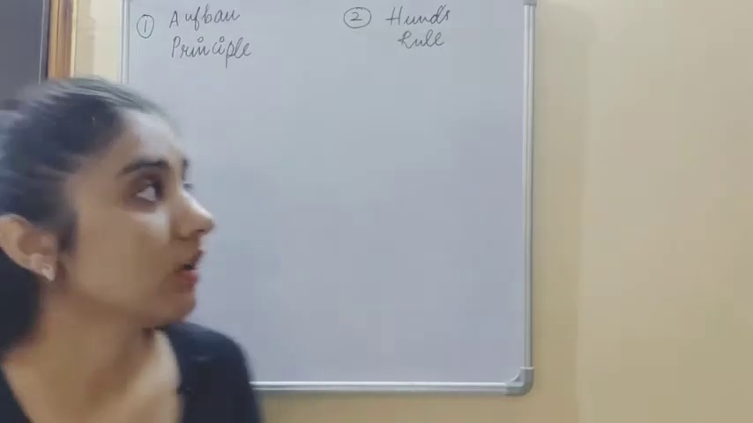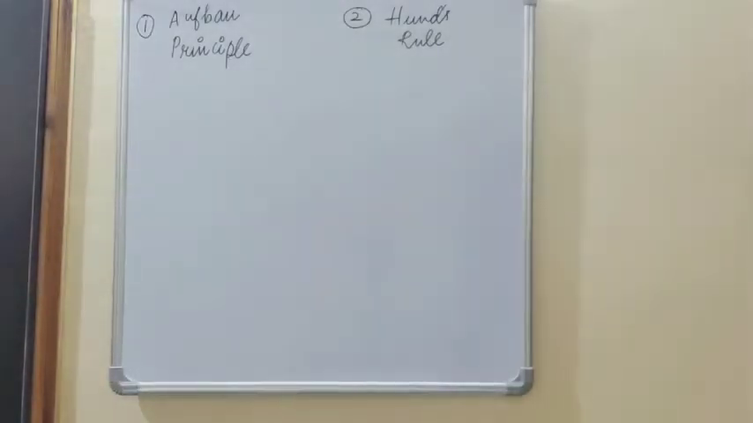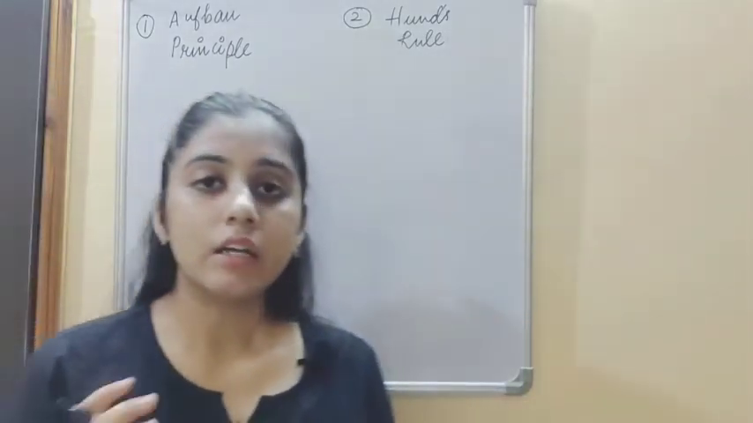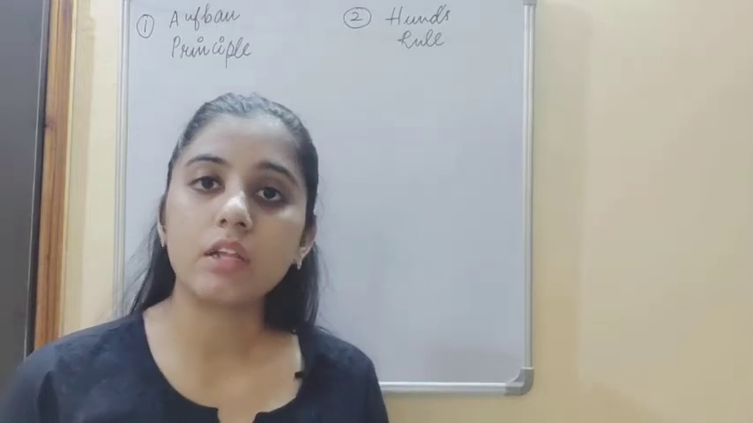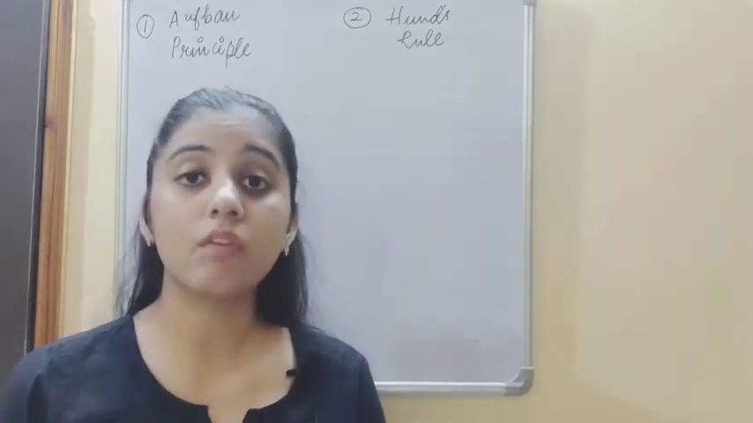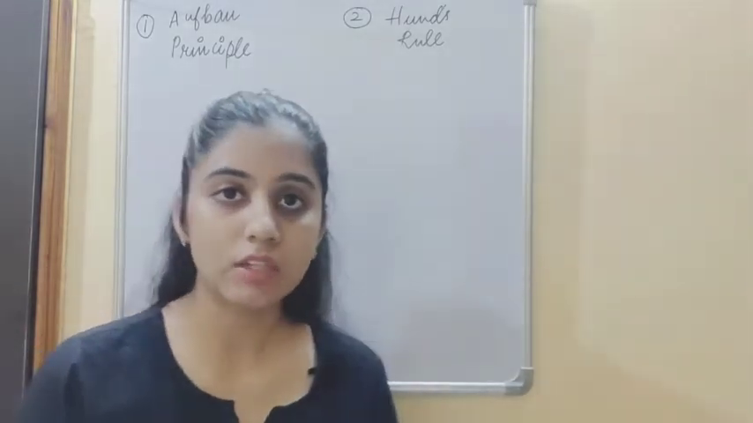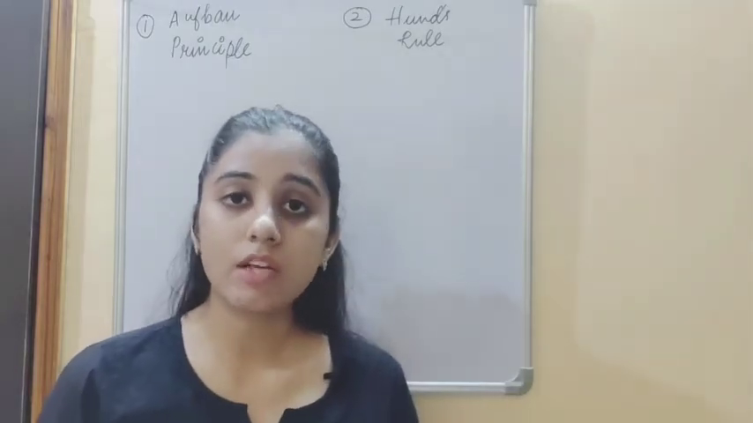First of all, what is the Aufbau principle? The name Aufbau is not of any scientist. The word Aufbau means to build anything. In this principle, electrons occupy orbitals of lowest energy levels before occupying higher energy levels. Means the electrons are first filled in the lower energy levels, then they will go to the higher energy levels, as we discussed in the previous video.